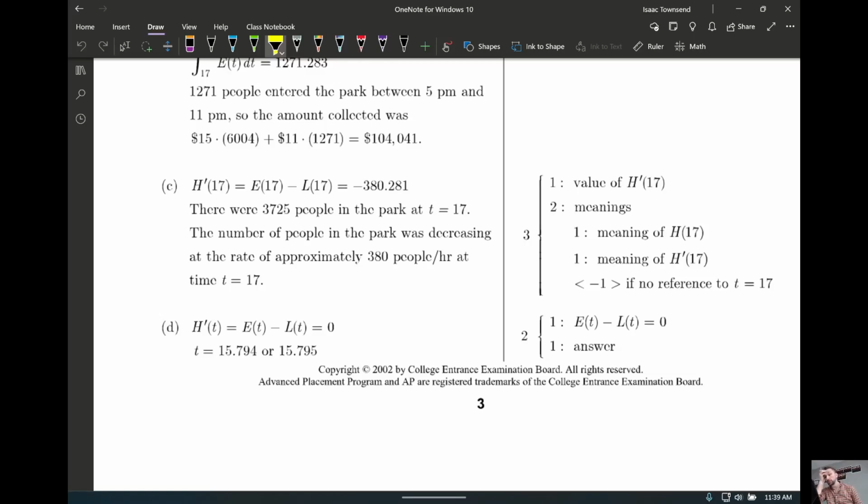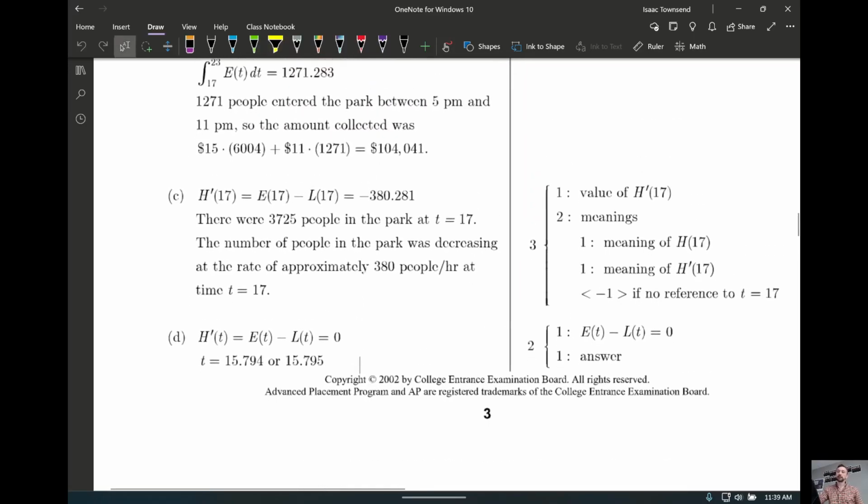And then the last question was, when was there a max? So when I saw that, I did a candidates test. I tested the endpoints, which was, what, like 9 and 23 or something? How many people were there at t equals 9? 0, because it's when it first opened. How many people were in there at t equals 23? Well, you had to use this. That would be e of 23 minus l of 23. So basically, how many people have entered by that time, subtract how many people have left. And I don't remember what that number was.